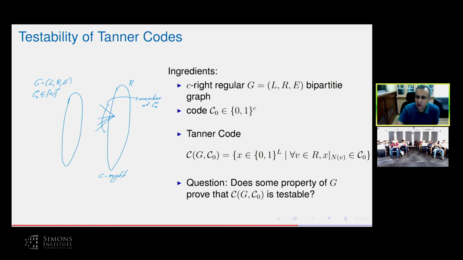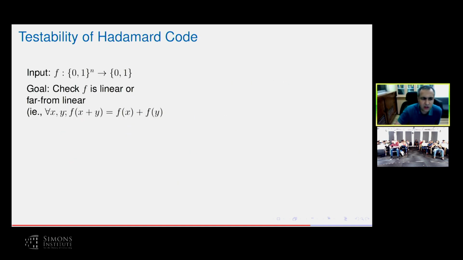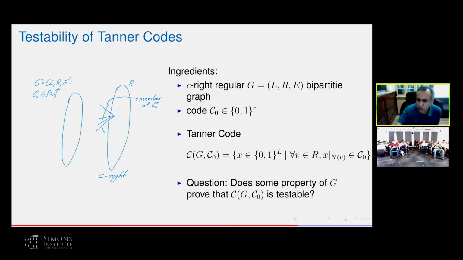What I want to ask now is, is there some property of the graph G and the underlying code C0 that makes this corresponding object, the corresponding Tanner code, locally testable? In the case of the Hadamard code, we saw what the graph is, and the corresponding code C0 was the even code. What is the property that makes this thing testable? So let's try to answer this question. We don't yet have an answer to this question.